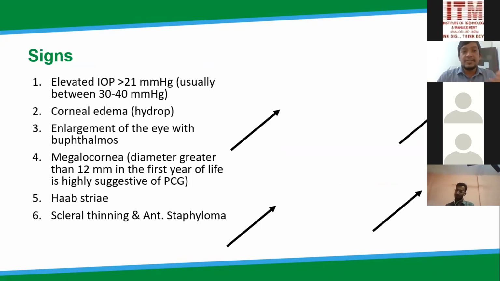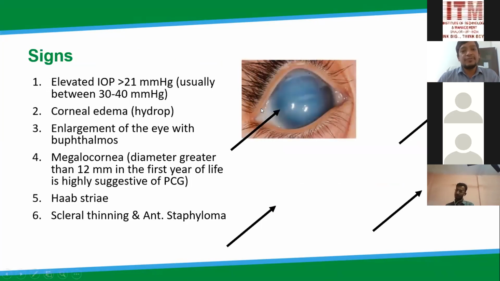Those were the symptoms. What are the signs we are going to see in these patients? So the first one is that IOP is the main thing. IOP is intraocular pressure. So the eye pressure would always be higher than 21 or 20 mm Hg, and normally it ranges between 30 to 40 mm Hg.